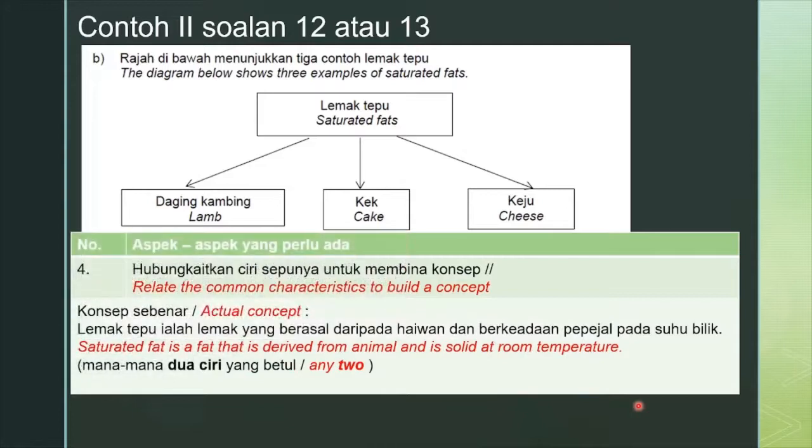The fourth aspect, yang keempat, hubung kaitkan ciri sepunya untuk membina konsep. Relate the common characteristic to build a concept. Alright. So konsep sebenar lemak tepu ialah lemak yang berasal daripada haiwan dan keadaan berbejal pada suhu bilik. Saturated fat is a fat that is derived from animal and is solid at room temperature. Baik, untuk yang ini cikgu kena beritahu.